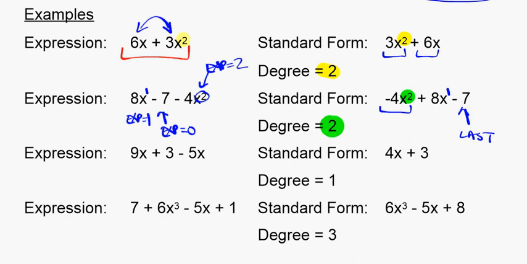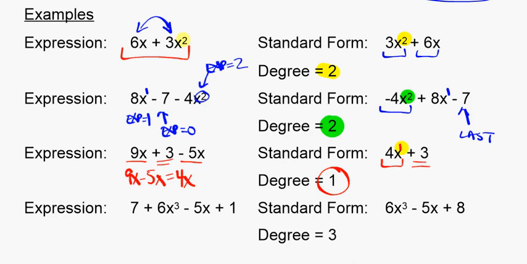This problem actually has a pair of like terms. 9x minus 5x is 4x, so those combine to make 4x, and then don't forget your +3 would come last. Now this one does not have an exponent of 2. This one's highest exponent is actually a 1. So that's why its degree is 1.